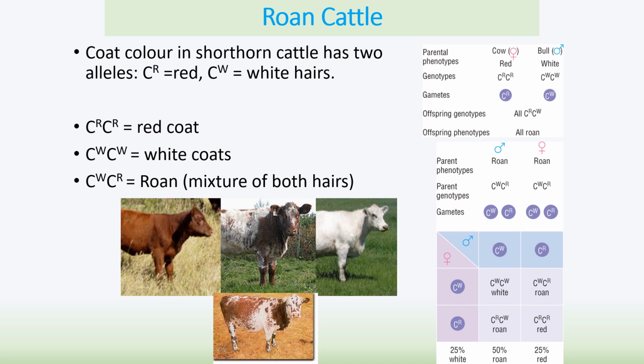So here you see a genetic cross between a red and a white cow and bull. They've both got the two homozygous alleles. They're both, however, dominant, so all the offspring of the first generation will be CRCW, they'll all be roan. If you breed those two together, then you get this mixture, so CW CW, so white, CR CW, so roan, roan again, and red. So you get a 1 to 2 to 1 ratio of white to co-dominant roan to red.